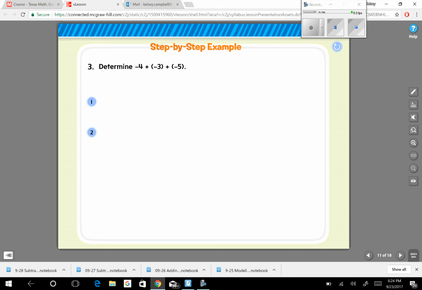Next example. Determine negative 4 plus negative 3 plus 5. And you can see this is really two problems wrapped up into one. Whenever you have this, you go from the left to the right. So we start over here and we do the first addition problem. Negative 4 plus negative 3. Negative 4 plus negative 3 is going to be negative 7 because they both have the same signs.